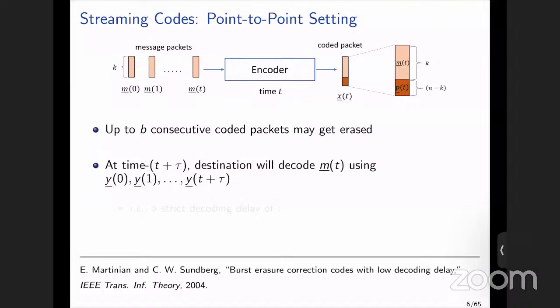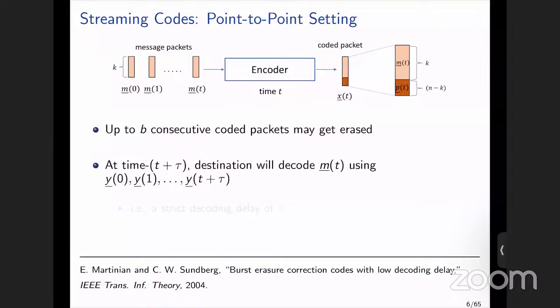at time t plus tau, destination will try to decode m of t. So recall that at time t plus tau, destination might have received y of 0, y of 1 till y of t plus tau, right? So using all those received packets, some of them could be stars as well, right? Because there are packet erasures, some of the y_i will be stars. But regardless of that, destination should be able to decode m of t by time t plus tau. So that's the requirement that we have.